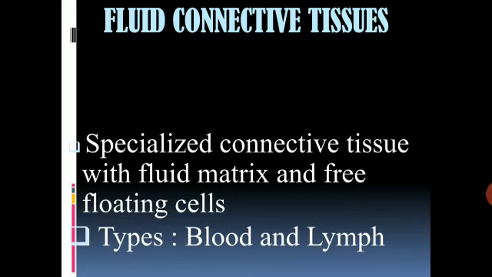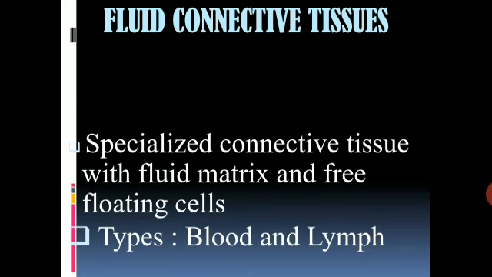First thing is, what is this fluid connective tissue? Unlike other connective tissues where the matrix is semi-solid or solid, quite hard, here the matrix is fluid. Because this type of tissue has a fluid matrix and its cellular components are freely floating in it, they are categorized under fluid connective tissues, also called vascular connective tissues.